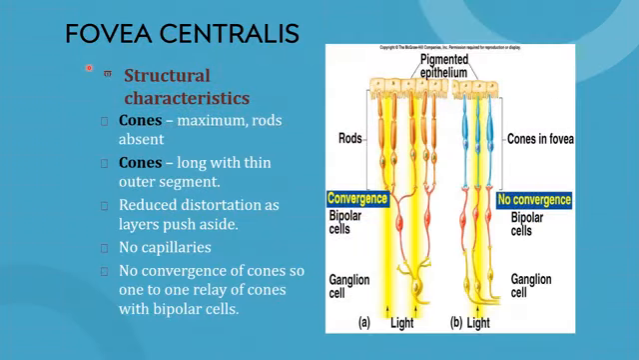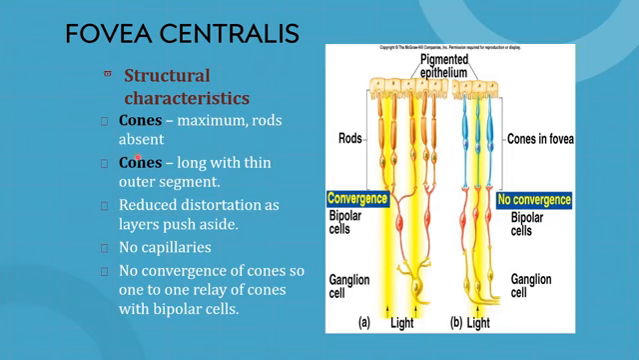So fovea centralis, it is the most sensitive part of the retina, having maximum visual acuity. So it is the centralmost part of the macula lutea. Macula lutea is present at the posterior pole of the eyeball at temporal side of 1 to 2 mm diameter. So in the fovea centralis, why it is most sensitive means it is having only cones which are maximum in number and rods are absent.